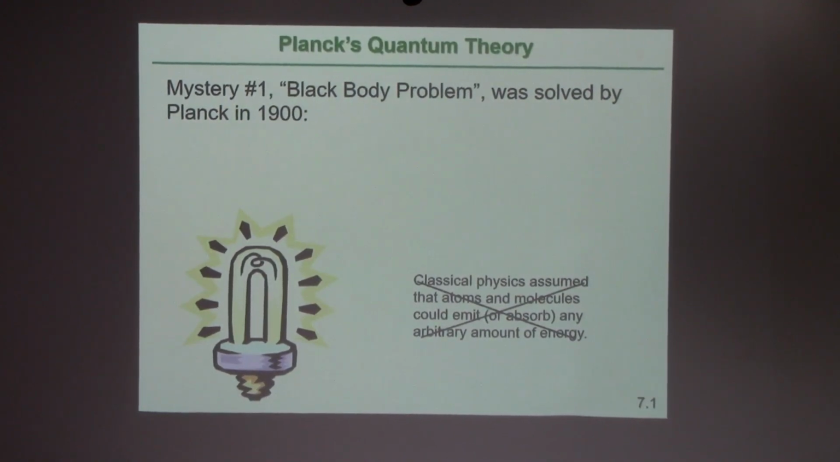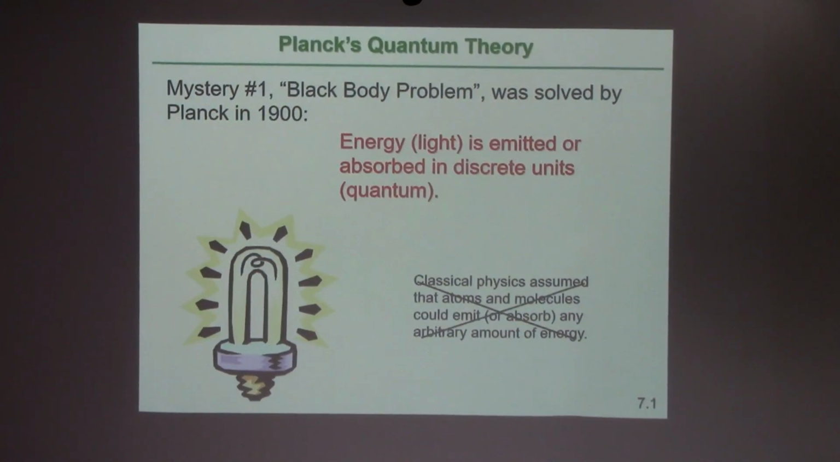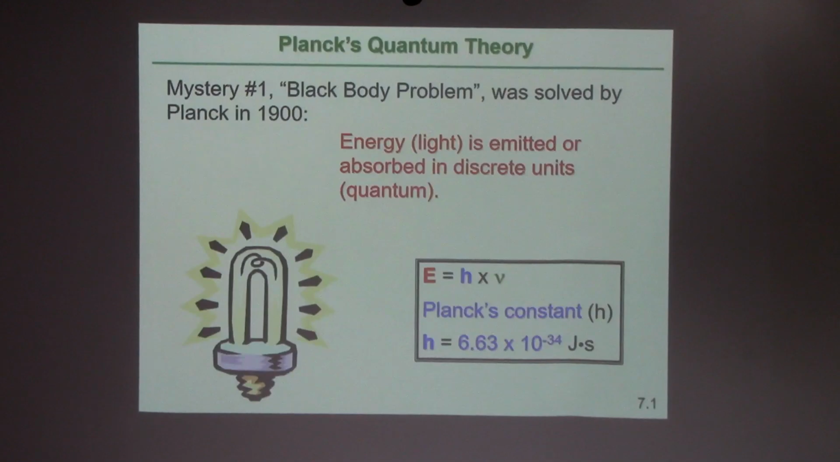Developed by Planck, it successfully explains the emission of radiation by heat in solids. So mystery number 1, the black body problem, was solved by Planck in 1900. Earlier, classical physics assumed that atoms and molecules could emit or absorb any arbitrary amount of energy. Planck's quantum theory states that radiant energy is emitted by atoms and molecules in small discrete amounts, known as quanta, rather than over a continuous range.